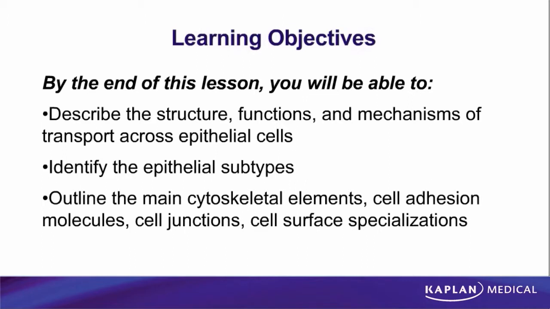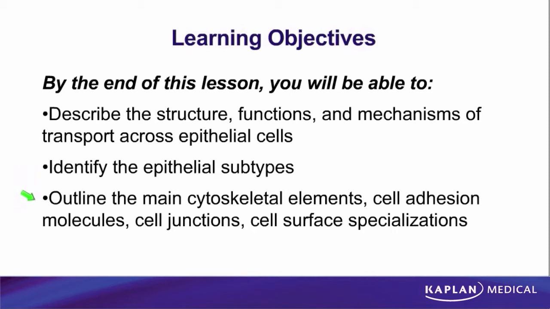So what we want to accomplish for now is to describe the structure and function of transport across epithelial cells, because that is a major function of epithelial cells in many different organ types. We want to see what histologically the different epithelial subtypes look like, and then take a look at some specific cell biology of the cytoskeletal elements that are found inside the cells.